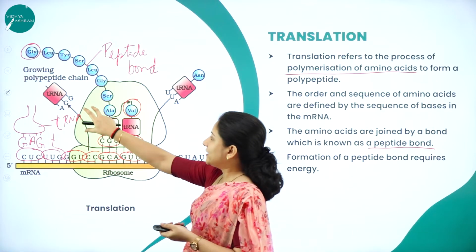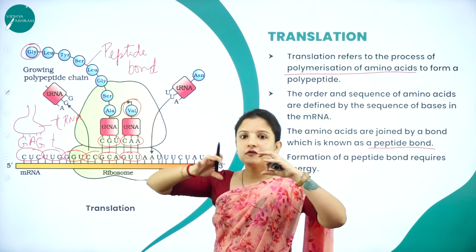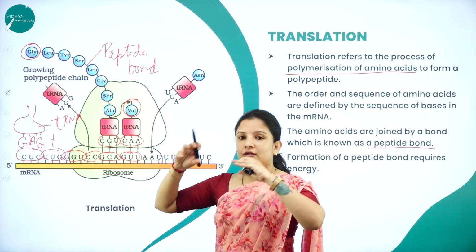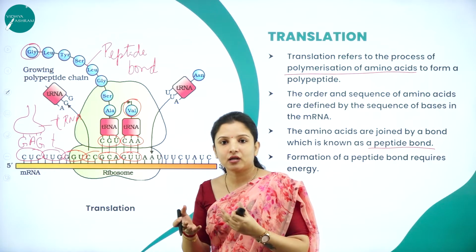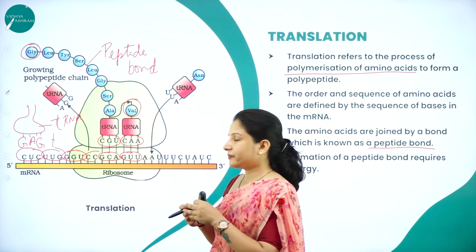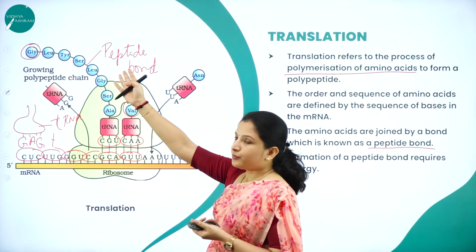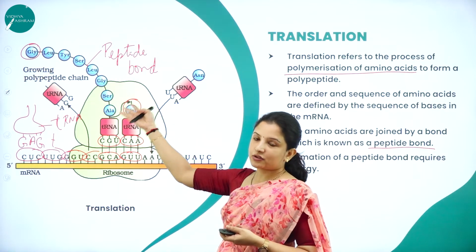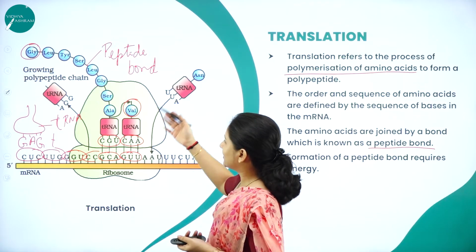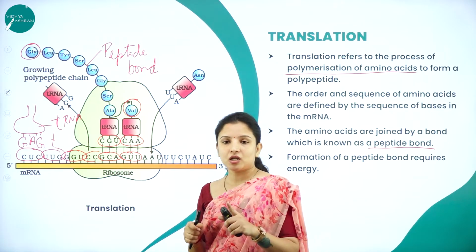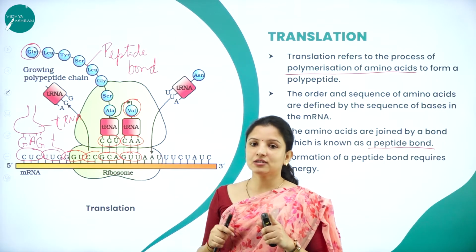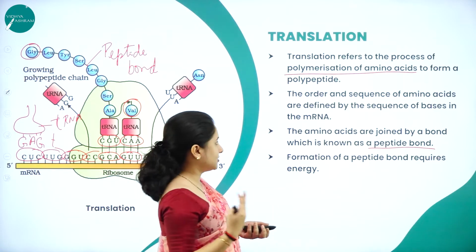Therefore now, as and when it reads, chains of amino acids are produced. Single amino acids are held to one another by the help of a peptide bond, forming a polymer of amino acids, a chain of amino acids, which at the end will produce one particular kind of protein. So that is how the translation mechanism occurs.